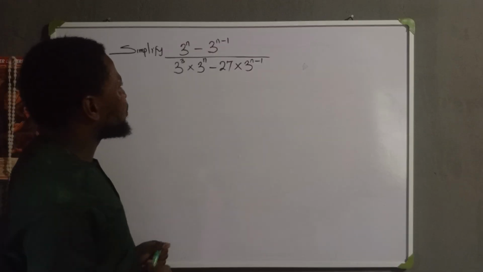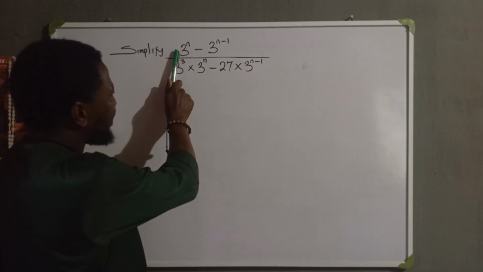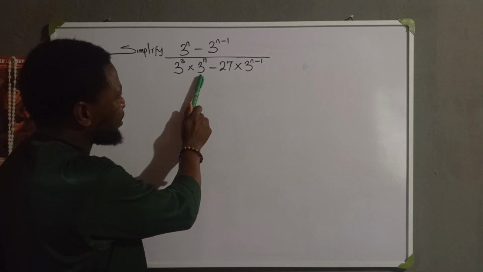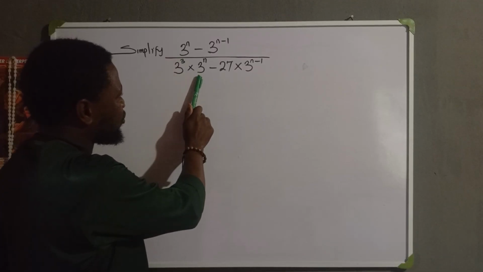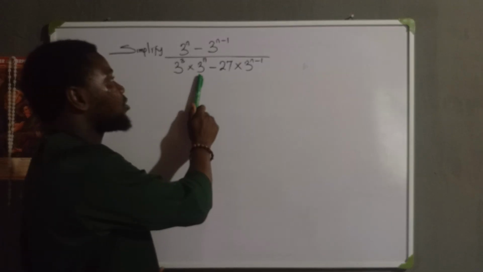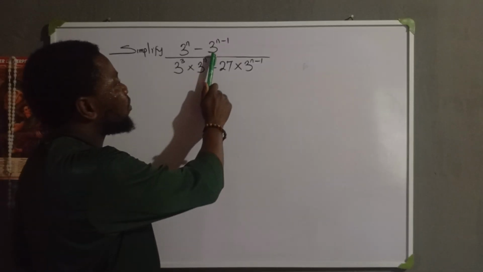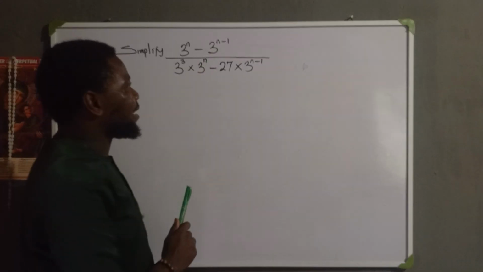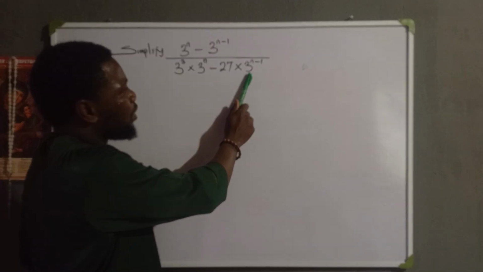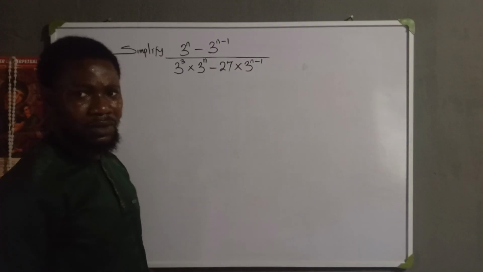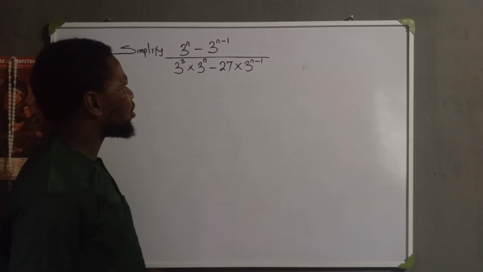Now, if you watch closely, at the numerator we have 3^n. There is also 3^n at the denominator. Then equally, we have 3^(n−1) at the numerator, and we equally have it at the denominator. So what can we do?